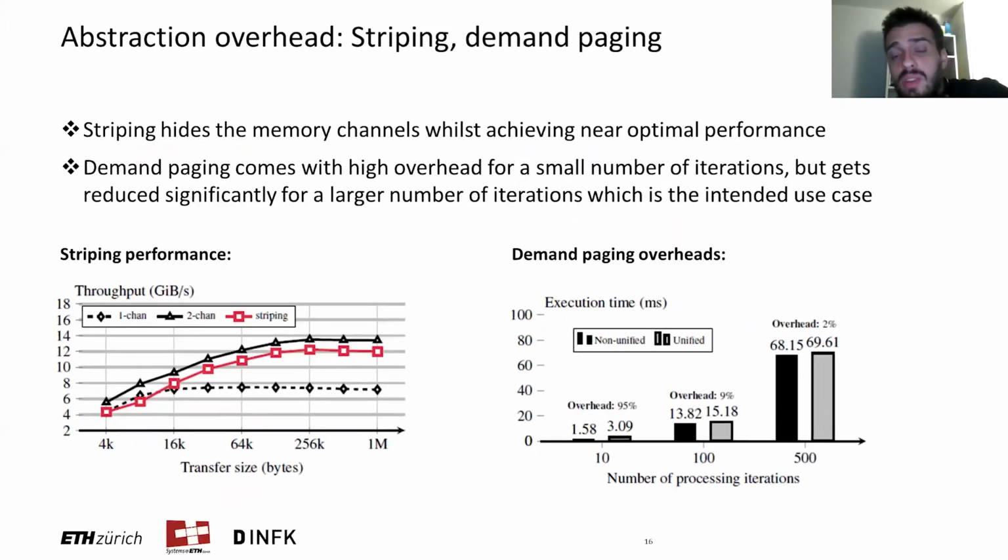Okay, so finally, we will examine 2 abstractions that we implemented. So the first one is the hiding of the memory FPGA channel complexity with striping. So in this case, we run a simple DRAM to DRAM copy. And to evaluate it, we have 3 different scenarios.